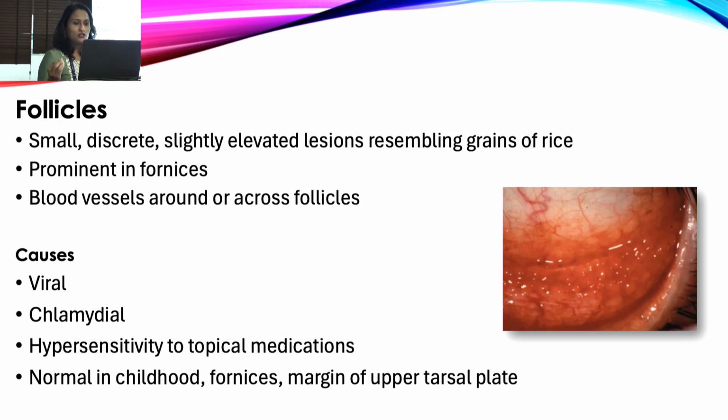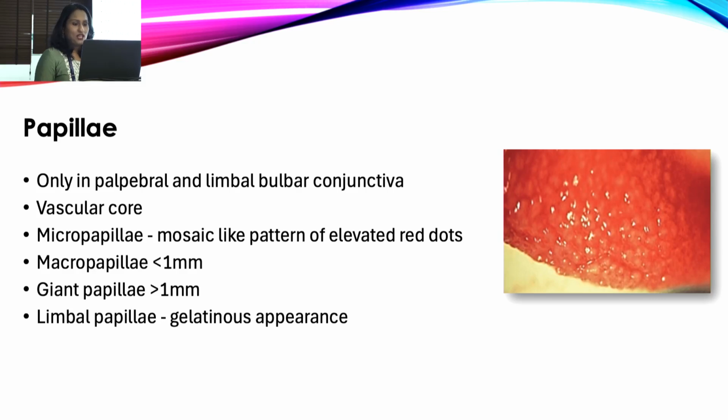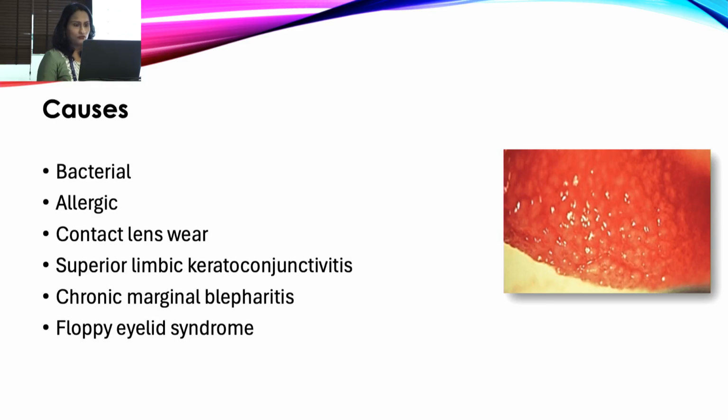Follicles are small, discrete, elevated lesions resembling grains of rice. They are usually seen in the fornices. Papillae are usually seen in the palpebral and the limbal bulbar conjunctiva. They have a vascular core and appear like a mosaic-like pattern of elevated red dots. The causes are usually bacterial, allergy, contact lens wear, and chronic marginal blepharitis.